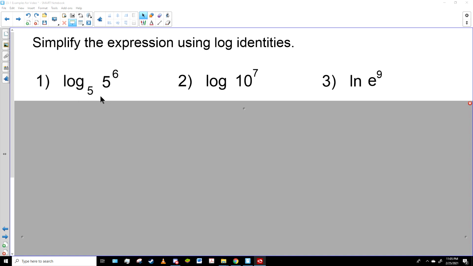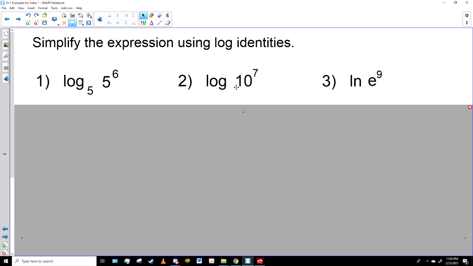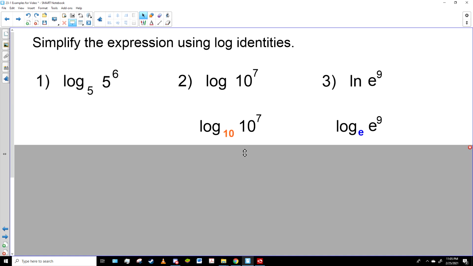Now the problem is the identity requires you to have the base. So I'm going to change this log, which is understood to be base 10, and this ln, which is understood to be base e, into what they're supposed to be. So they really look like this. And the log identity that we saw was simply this.